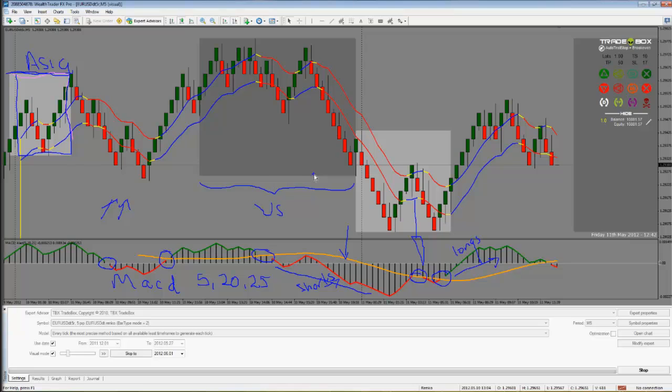On the actual chart itself, we've got a moving average, one on the high and one on the low, a 5-period smooth weighted moving average on the high and on the low. And that gives us our channel.